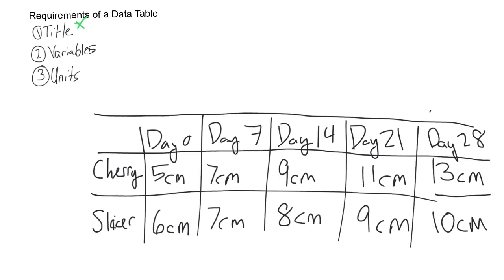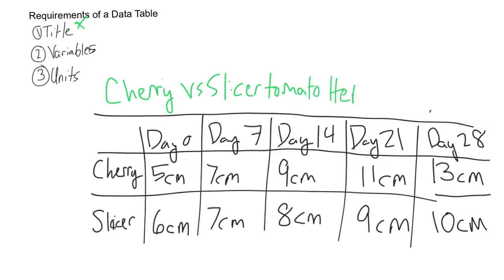He doesn't have a title right now, but if we're trying to figure out a title that would work really well for John's experiment here, we would want to say something that talks about what is he measuring, what is he changing, and what is this data table going to tell somebody. So let's say a good title for this would be cherry versus slicer tomato, height over time.